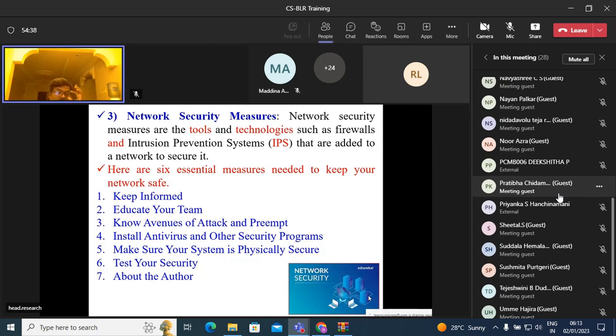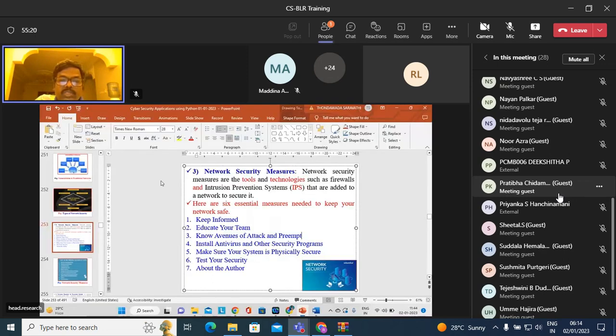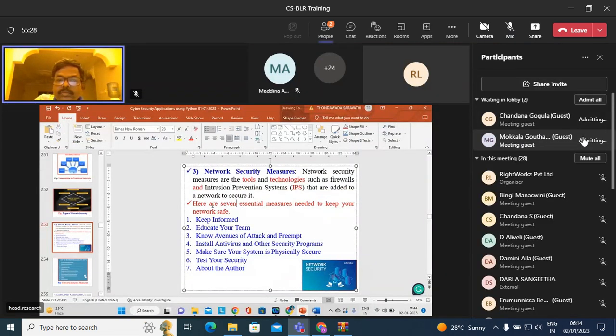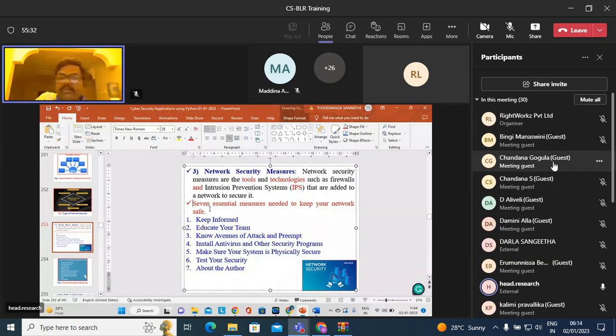Then test your security. There is antivirus software for measuring before using your system. You can check how many vulnerabilities and how many viruses are present in your system. You can test your security with the help of antivirus software, firewalls, or any kind of tools or techniques. Then about the author, meaning who is the administrator or the author of the system, server, or data system. So these are the seven essential measures needed to keep your network safe.